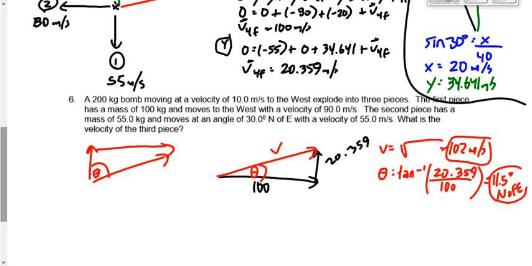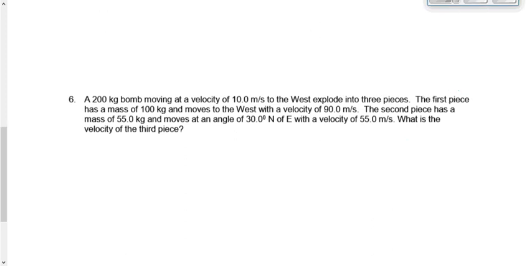Ooh, 16 is tricky. This bomb is moving at 10 meters per second to the west. Explodes into 3 pieces. 100 kilograms moves west, 90 meters per second. Second moves north of east. Third moves 55. What's the velocity of the third piece?